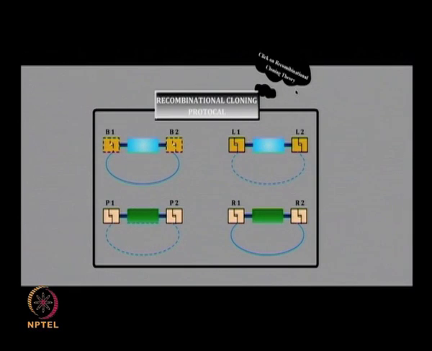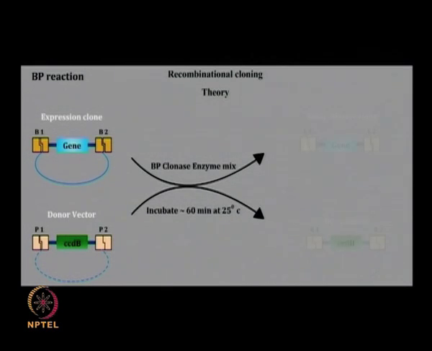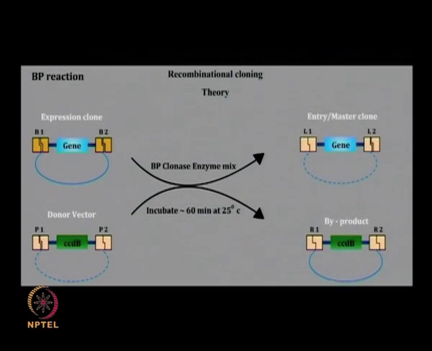Let us now talk about recombinational cloning. Recombinational cloning involves two reactions, the BP reaction and the LR reaction. The BP reaction of Gateway cloning is a site-specific recombination reaction between the attB site of an expression clone or a PCR product and the attP site of a donor vector in the presence of BP clonase enzyme master mix.